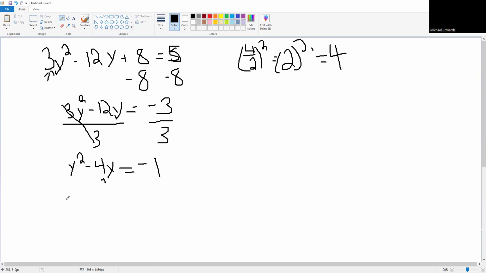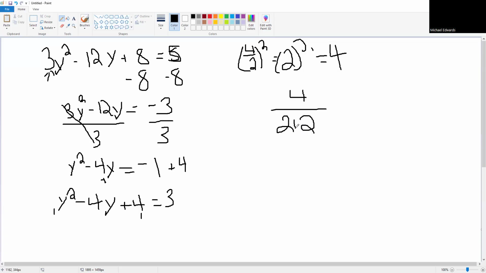So here we go. y squared minus 4y plus 4 equals, now we're going to add 4 to both sides, so that's going to give us 3. This we can rewrite as, well, okay, we'll go through the steps. We know it needs to be this one times this one. That's 4. It needs to add up to 4. So we have the factors of 4, which is 2 and 2. 2 plus 2 is actually 4. So we can rewrite this as y plus 2 squared equals 3.